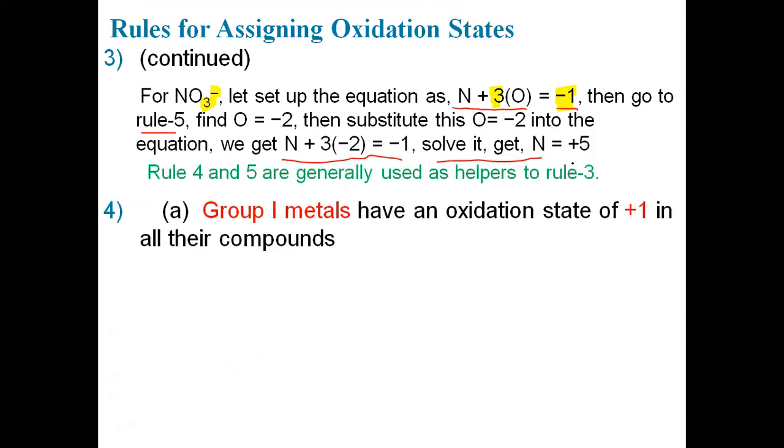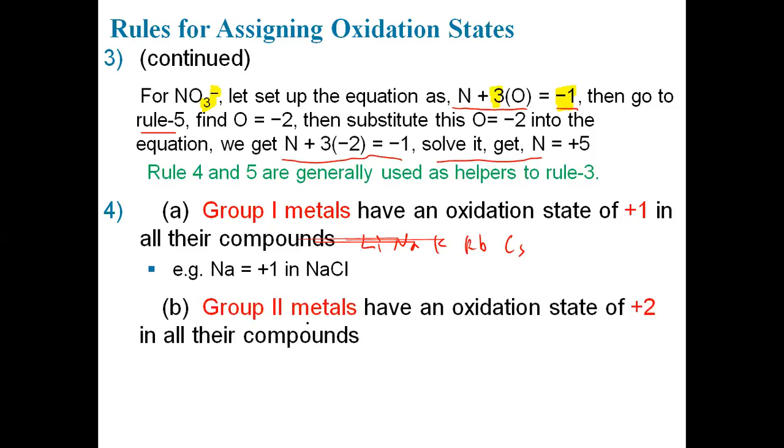All right, so what are rule number 4A and 4B, clearly? 4A tells us if we have group 1A metals, group 1 metals, which are Li, Na, K, rubidium, and cesium, you give them +1. Then group 2, which means beryllium, magnesium, calcium, strontium, and barium, you give them +2.